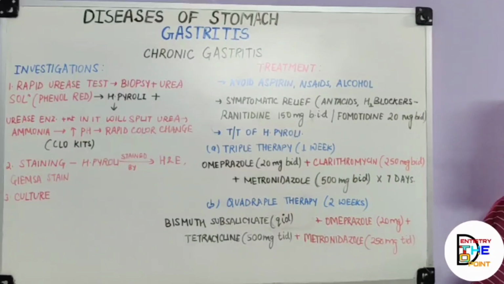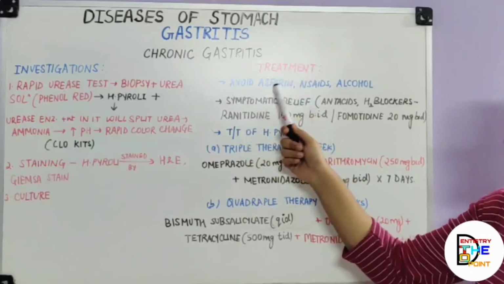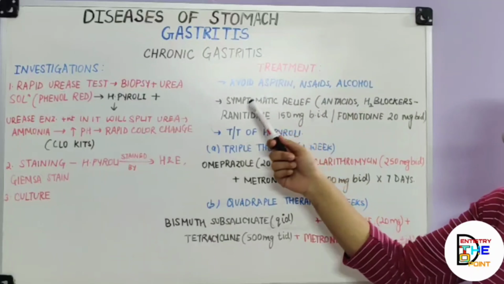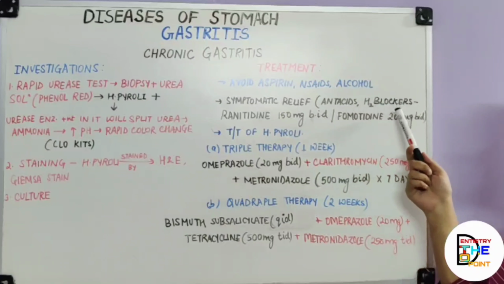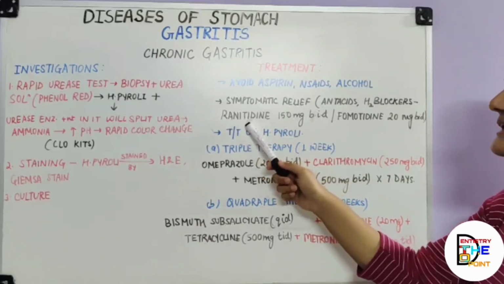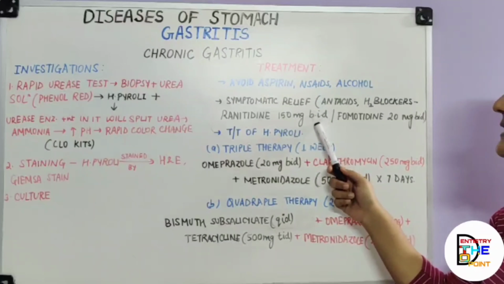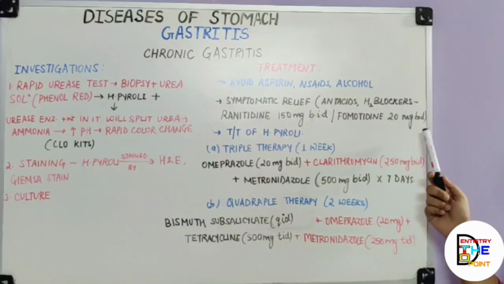Moving on to the treatment. Again, as we have mentioned, since that is type C, which is because of chemical irritants, you have to avoid aspirin, NSAIDs and alcohol. Then, for symptomatic relief, obviously you have to take antacids or histamine blockers, namely ranitidine 150 mg twice in a day or famotidine 20 mg twice in a day.